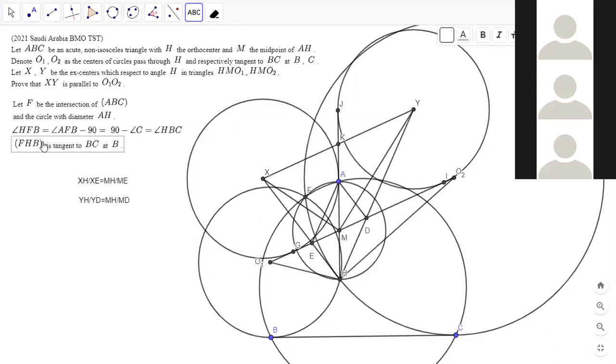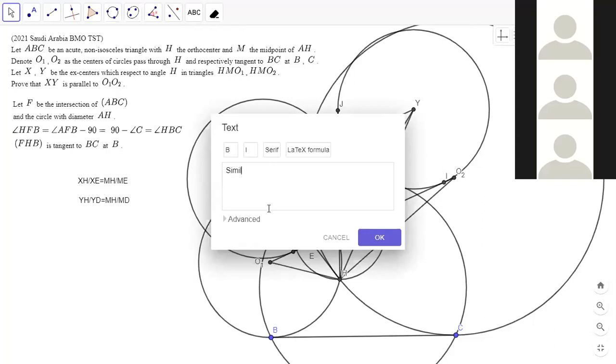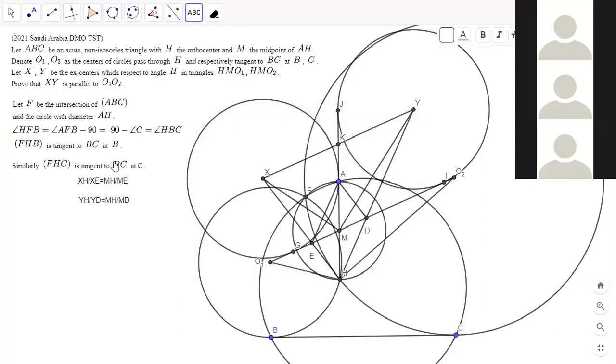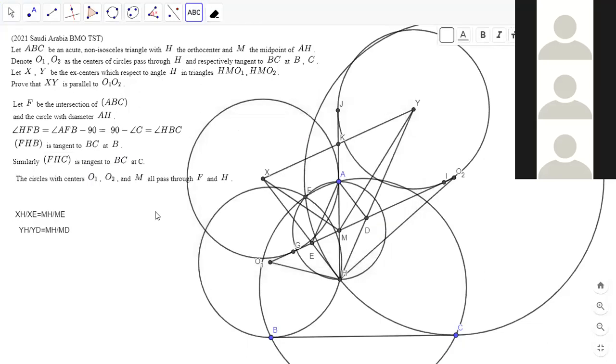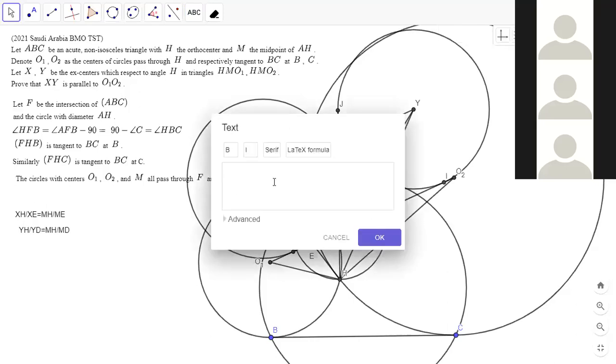And similarly, FHC is tangent to BC at C. All right. And so once we know that, we have 3 circles passing through F and H. So the circles with centers O1, O2, and M all pass through F and H. So that means those points are collinear. So O1, O2, and M are collinear.